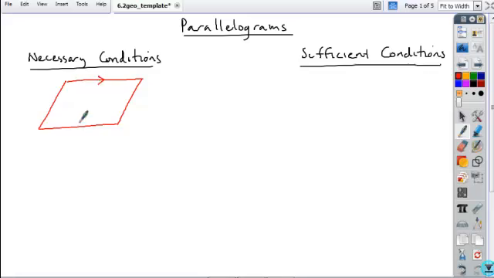Okay, so by definition, a parallelogram is a quadrilateral with both pairs of opposite sides parallel to each other. Okay, so that definition gives us one of the necessary conditions for a parallelogram, and that is that both pairs of opposite sides are parallel. Okay, so you know that in any parallelogram, the definition of that term is going to be one of the necessary conditions for it.